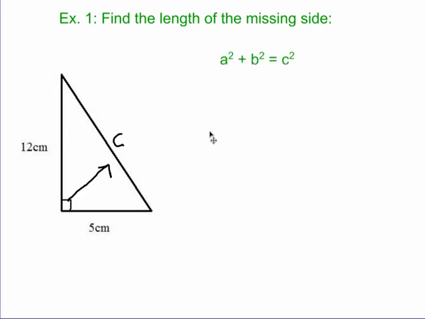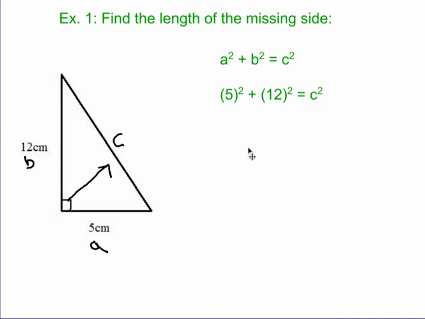Well, I know by the Pythagorean theorem that A squared plus B squared equals C squared. So I can set that problem up. Now it doesn't matter which one of these I call A and which one I call B. It's not going to affect how we do the problem at all. I'm going to say that 5 is my A, and 12 I'm going to say is my B. So now if I plug these into the Pythagorean theorem, I get 5 squared plus 12 squared equals C squared.